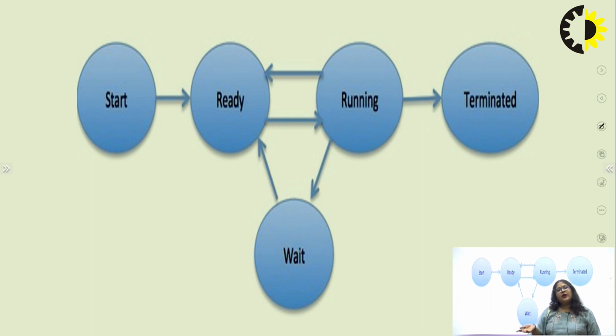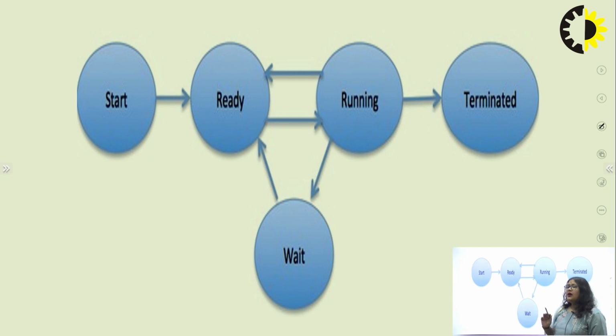When the processor wants to execute the defined process, the state changes from ready to running. Now when the running state is completed, that means the process is completed, and we have to terminate that particular process. What is the waiting state scenario?